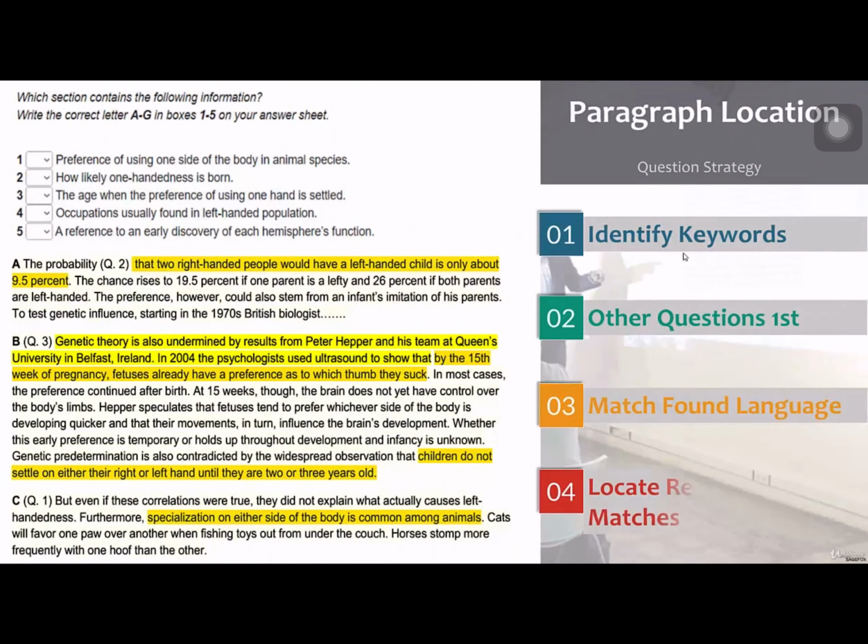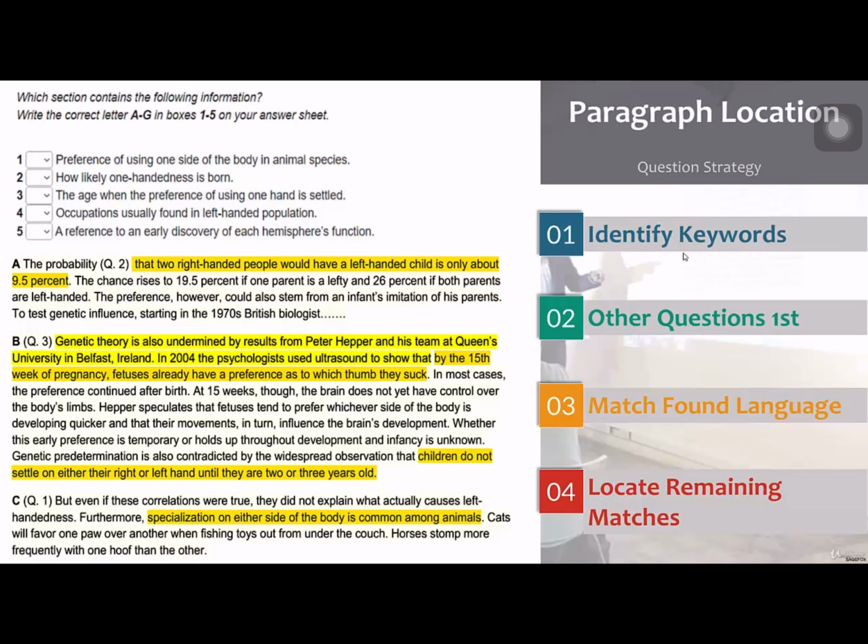Right? And here we have another example. Section A: the probability that 2 right-handed people would have a left-handed child is only about 9.5%. The chance rises to 19.5% if one parent is a lefty and 26% if both parents are left-handed. So this matches what? Where they talk about how likely one-handedness is born. This is where you're going to find that information.